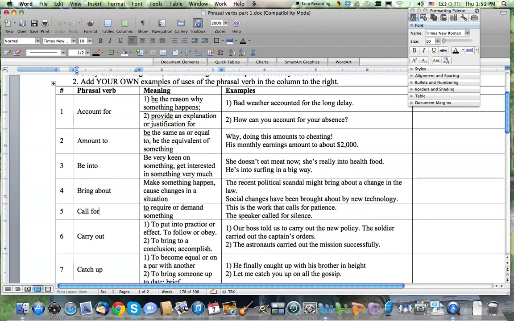Sometimes there are conferences that people are interested in attending, and you might see an announcement that says call for papers. That means that the conference is inviting you to submit your paper to the conference.